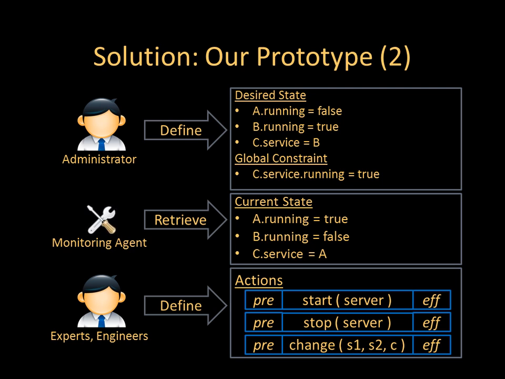Mainly, our prototype requires four pieces of information, that is the desired state, the global constraint, the current state, and the actions. The sysadmin only needs to declare two pieces of information. First is the desired state of the system, and second is the global constraint that must be satisfied not only in the final state but also in the intermediate state during the implementation of configuration changes. In this case, the global constraint is C.service.running equals true. It means that C must always refer to a running server.